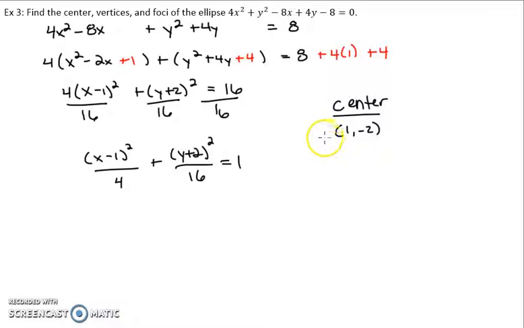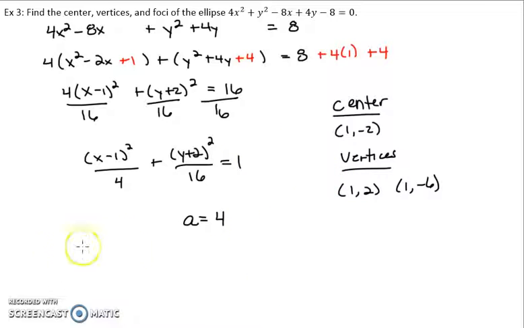The vertices are going to be on the major axis. So the major axis is going to be the y-axis this time because 16 is bigger than 4. So we know that a is going to be equal to 4. So I need to go 4 up and down to get my vertices. So it's going to be 1, 2, and 1, -6 would be my vertices. Go up 4 and down 4.